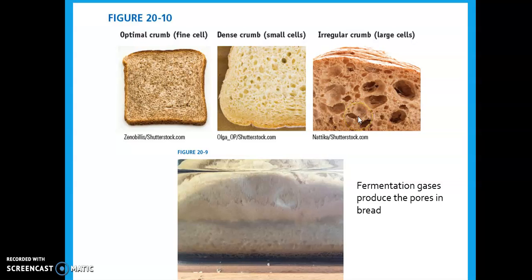And then finally, your irregular crumb, which has your large air cells. This is going to be like the baguette that I showed you. And it really just depends on your fermentation process, what kind of yeast you used, what kind of flour you used. It will depend on what kind of crumb you get. So fermentation gases produce the pores that you see in bread, these little holes that you see.